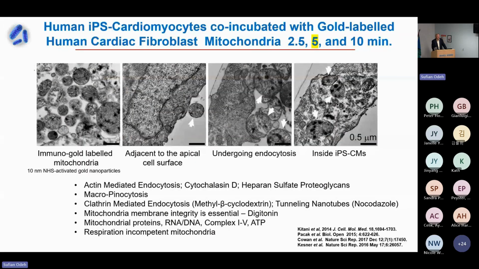So how do they get in? Well, they get in by endocytosis. It's a billion-year-old process. If anybody remembers Lynn Margulis, she brought this out, talked about the endosymbiotic theory. Here we have just immunogold labeling.